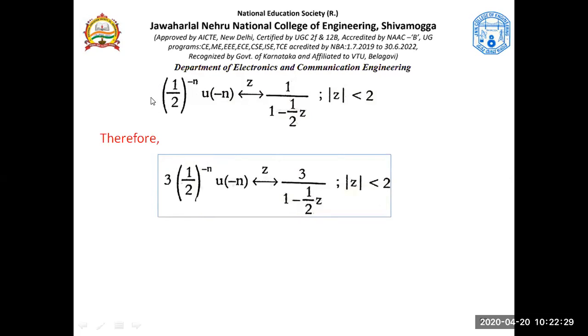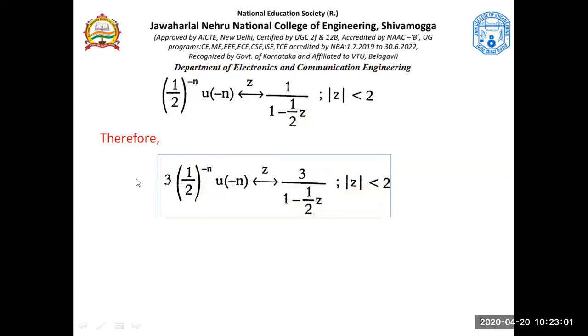Now this 3 was not taken care of here. If this 3 is taken care of, that 3 should come here. So that is what is done. So this is not the given signal. The given signal is 3 into (1/2)^(-n) u[-n]. So that 3 is brought here. So you may say this is not the given. No, this is the given signal. What is given? 3 (1/2)^(-n) u[-n]. But what is given in the actual problem? It is 3 into 2^n u[-n]. That signal is this. We're just looking at it in a different way.